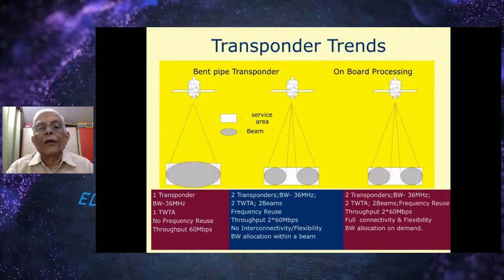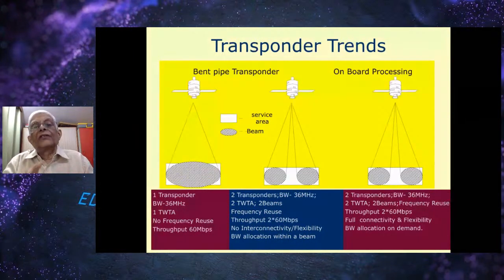The trick is then not to have one bent pipe, but have a couple of bent pipes. If you have a couple of bent pipes, then the frequency gets reused. So you are able to use the same frequency for two different locations, right? So that gives you a little better use of the frequency.